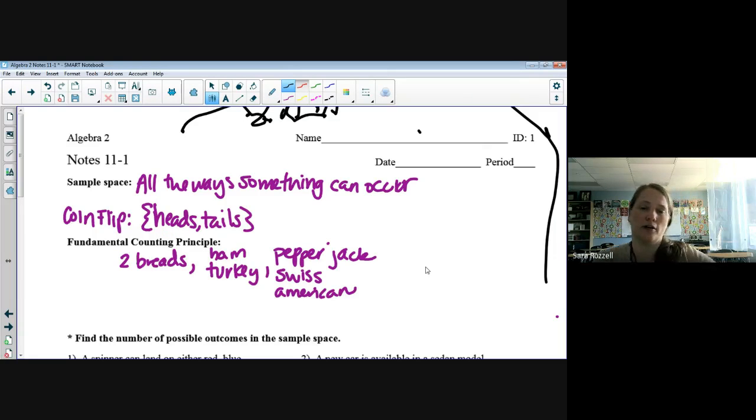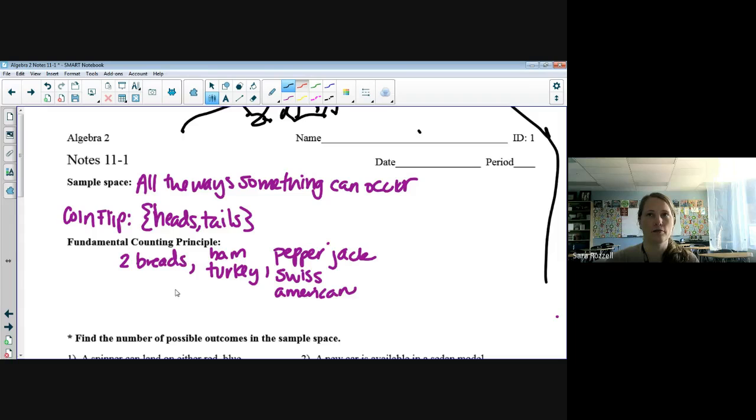So this is what our fundamental counting principle tells us. If they want to know how many different types of sandwiches can be made, if I have 2 types of bread, 2 types of meats, and 3 types of cheeses, have you guys done this before where you figure out how many different types you can do? Well, what we do is we multiply the numbers of options we have together for each of our situations.